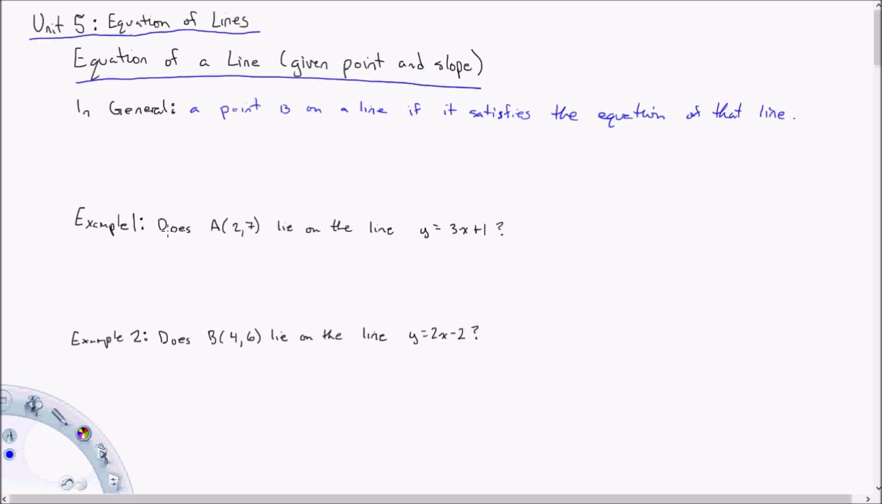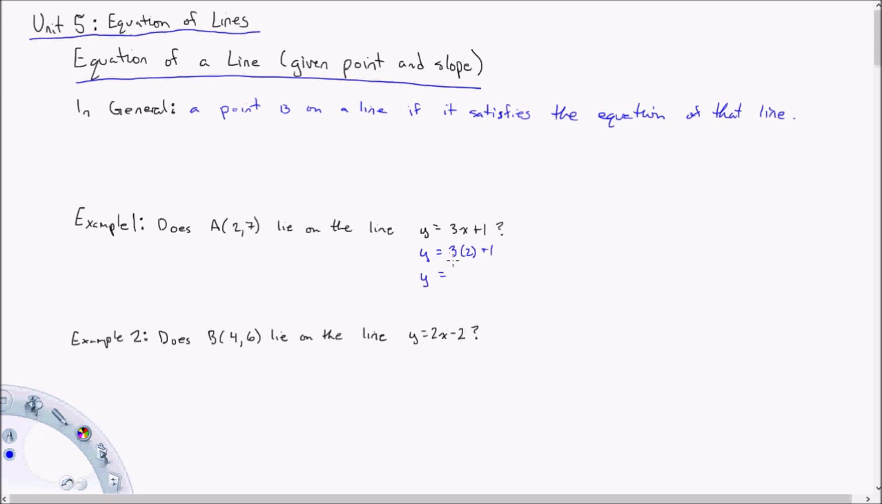So we want to determine, does the point A, (2, 7), lie on this line? For this point to be on this line, it must satisfy this equation. So let's sub in the x value of this point, the 2, and see what y value we get. So y would be equal to 3 times the x-coordinate, 2, plus 1. If the y value we get corresponds with the y value of this data point, then we know it's on the line. If not, this point is not on the line.